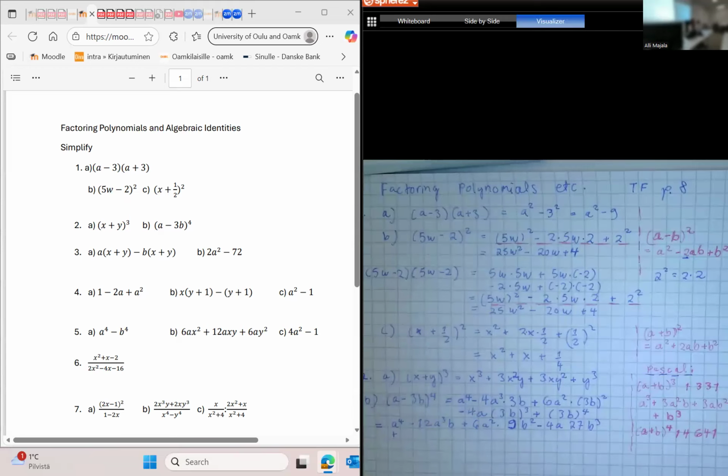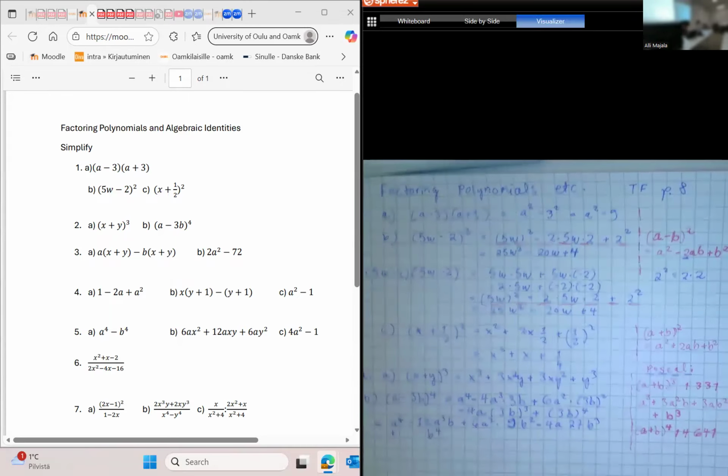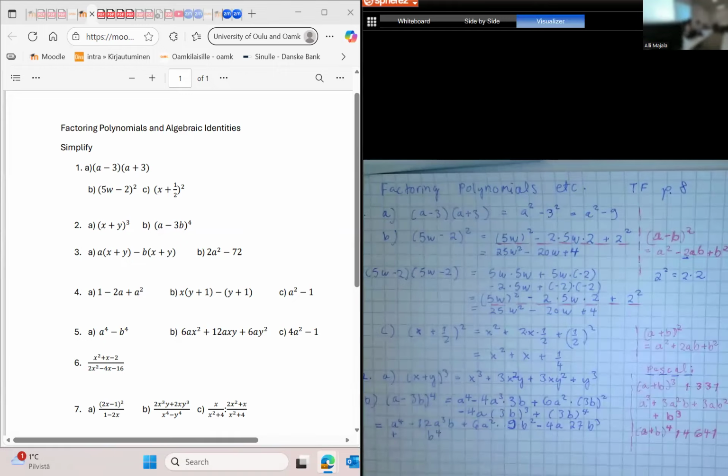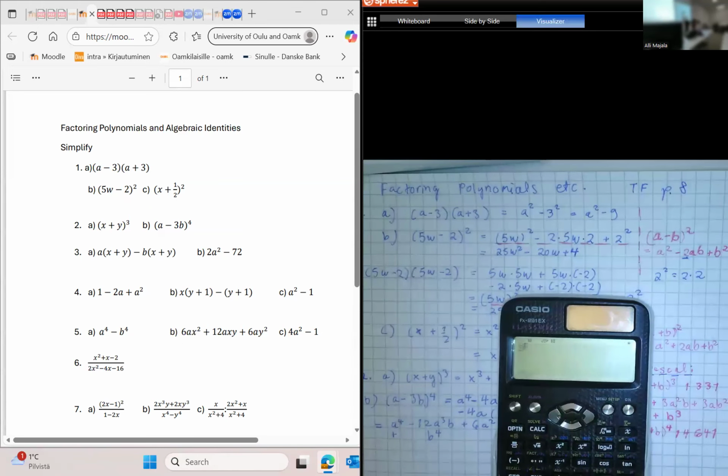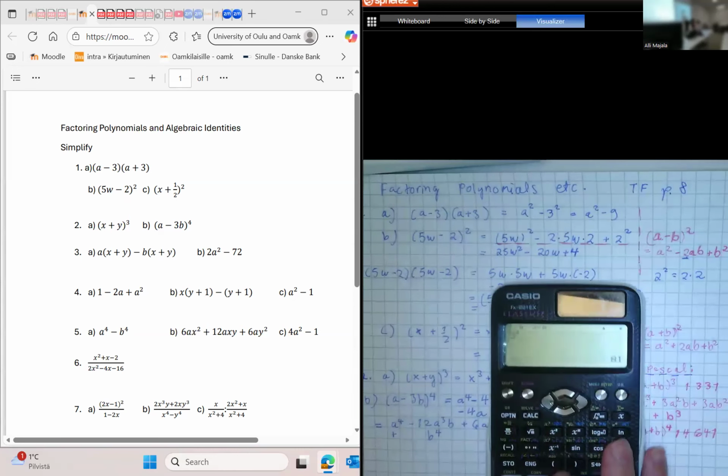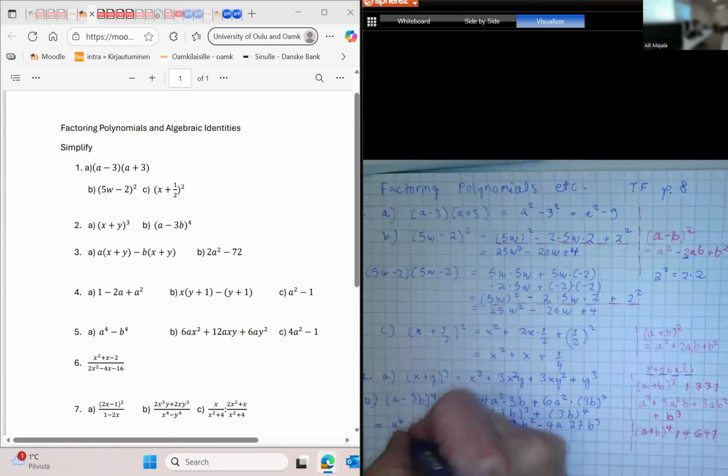So what is 27 times 3? Is that right? 79? Maybe. So what am I doing? Yeah, so 3 in the power of 4 is 81. Okay, almost. I think now it's correct. And then I can still simplify it a bit.